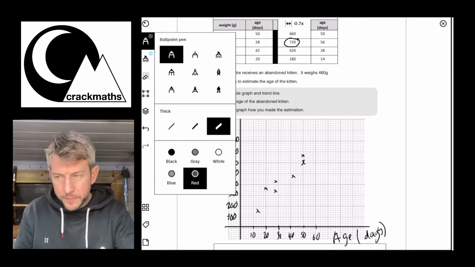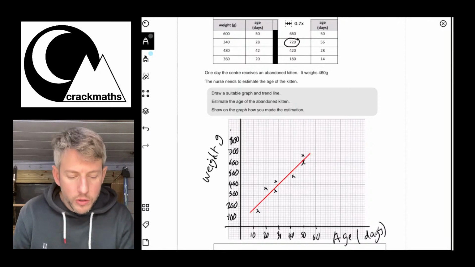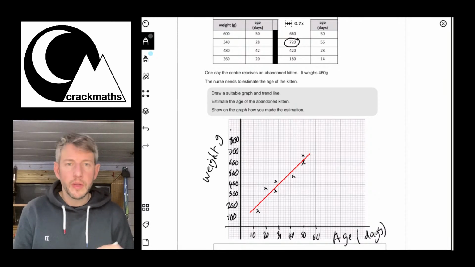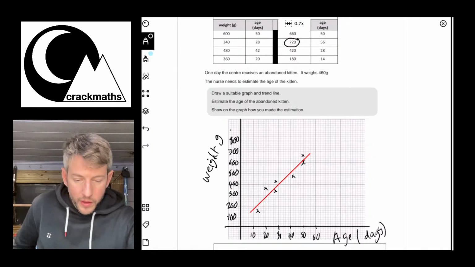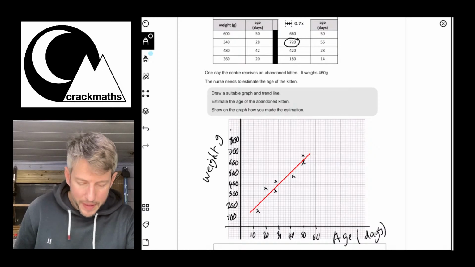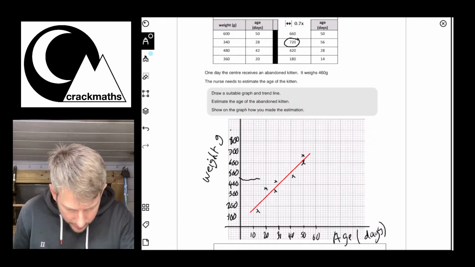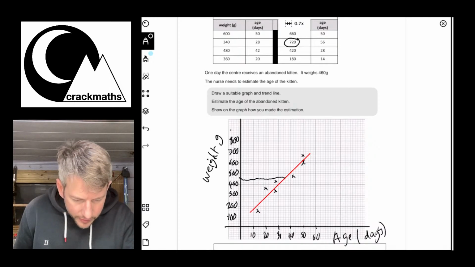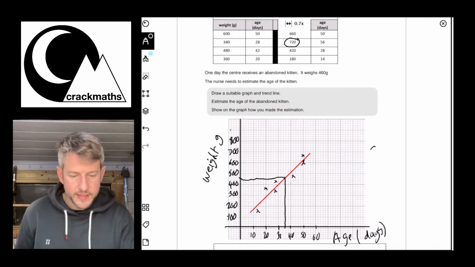Remember, when you plot a trend line, you should use a ruler, and it should only really go through the data that you have. You can't really say anything beyond the data, because patterns stop outside of data ranges. Okay, we've done that now. Estimate the age of the abandoned kitten. So 460 is here. We need to draw a line over to here, and then down to here. This looks to me to be 36 days.